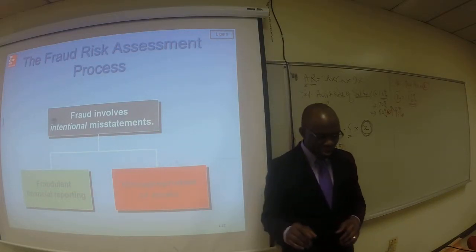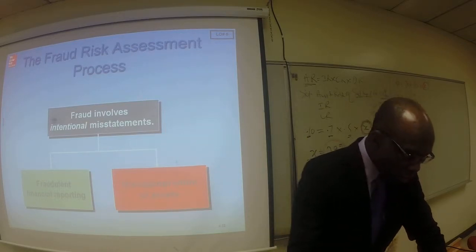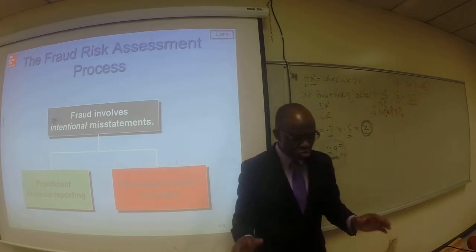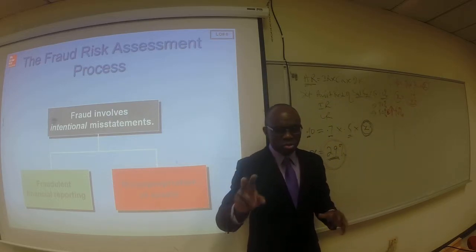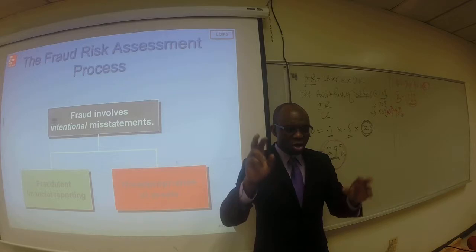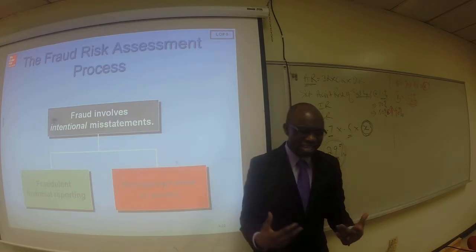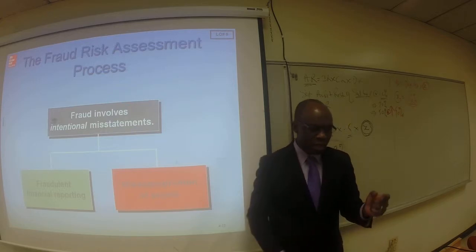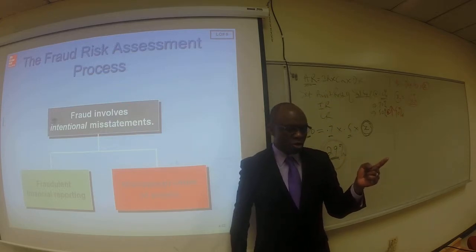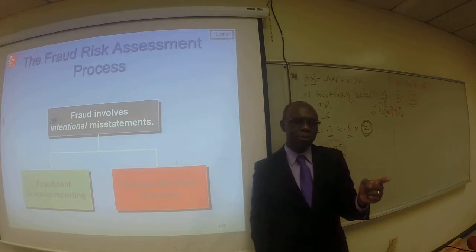Here, this is very important. We did talk about errors, we talked about fraud. So here, for the fraud risk assessment process, I want you to know one thing from the outset. We have two types of fraud. Well, of course, we know that fraud involves intentional misstatements. Now, the two types of fraud are as follows. Number one, fraudulent financial reporting.